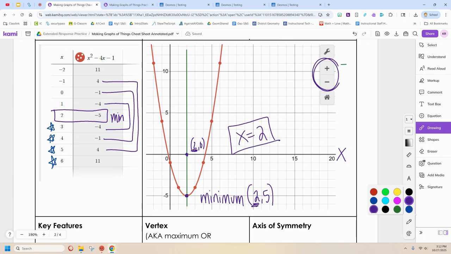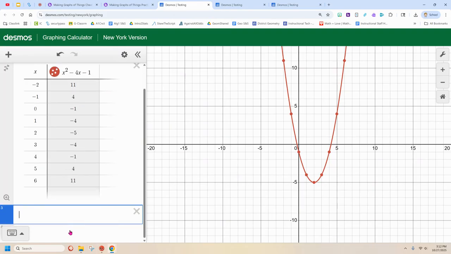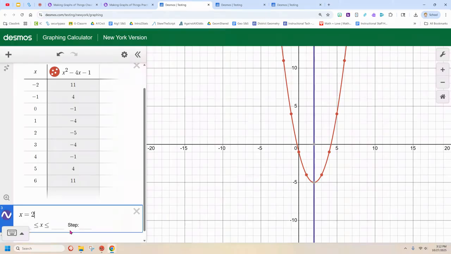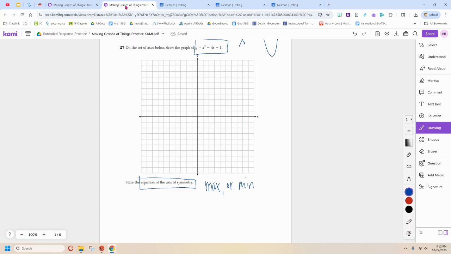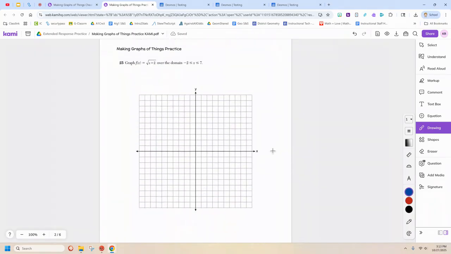And if I want to, I can go to Desmos. Let me go back here, go to this next line right here and type in x equals 2. And there you go. I now have a vertical line that cuts my parabola in half, and I can confirm that I have the right answer. Yay! All right, so there's that question. Let's move on to another question in the packet and another page of our cheat sheet.